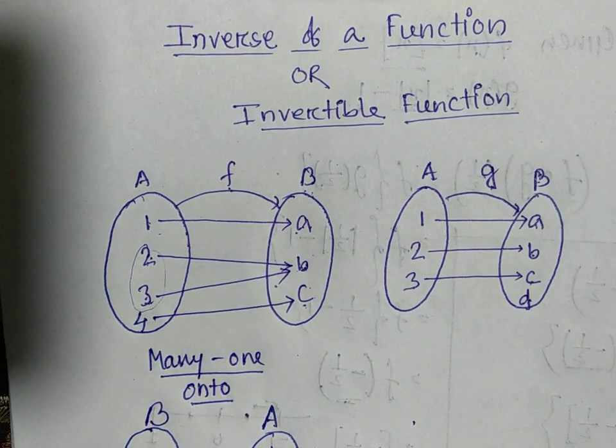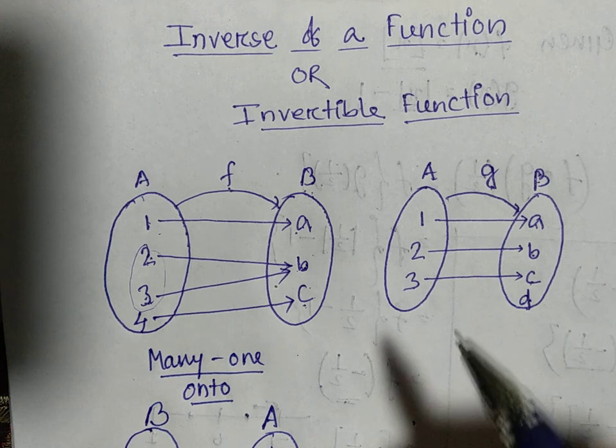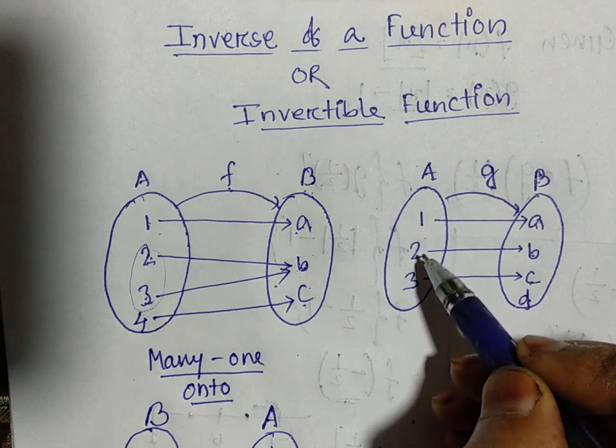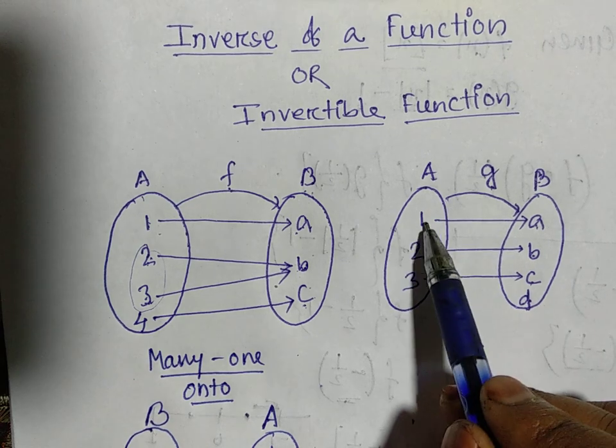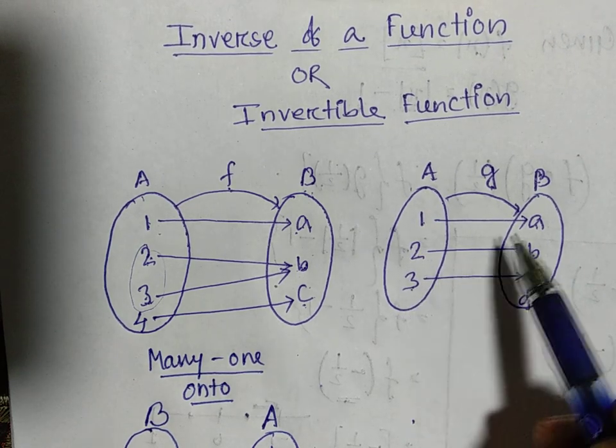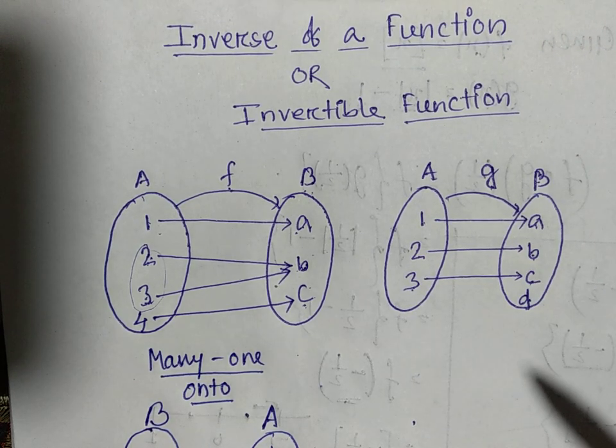Now what about the function g? From the observation you have come to know that the function g is one-one, because each and every distinct element of the first set has distinct images. 1, 2, 3 elements are distinct, therefore their corresponding images are distinct.